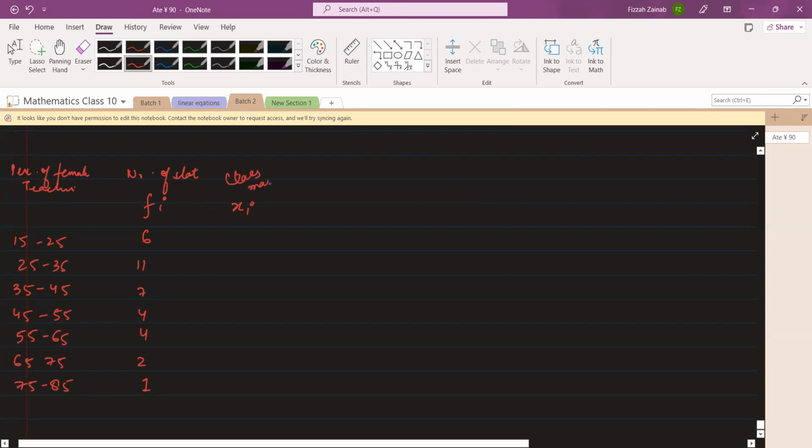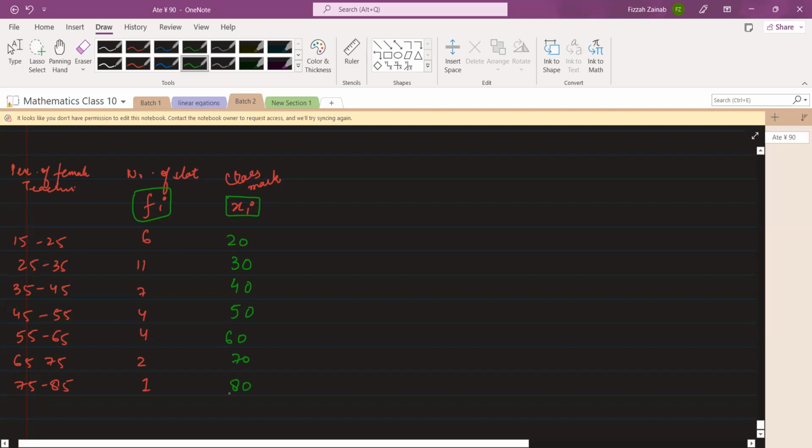Got it? Yes, ma'am. Okay. So this is your fi, this is your xi. So you find the middle value. So 25 plus 15, that becomes 40 by 2, that is 20. So 25 plus 35 is 60 by 2, that is 30. And like that, this is 80 by 2, that is 40. So 50, 60, 70, 80. These are the middle values of the class.